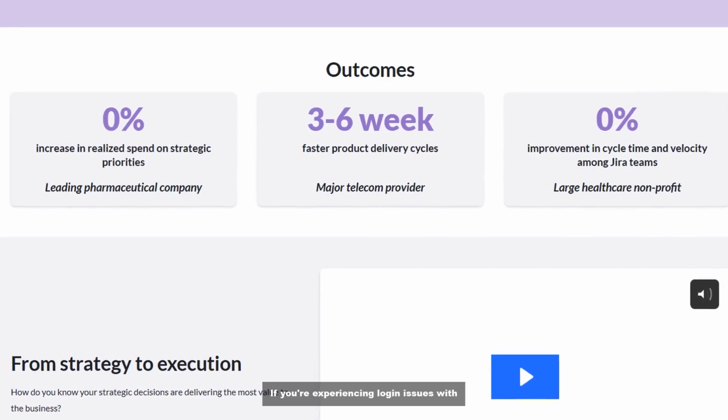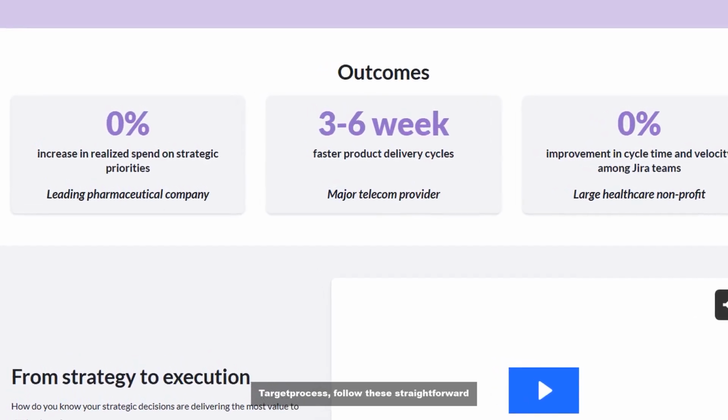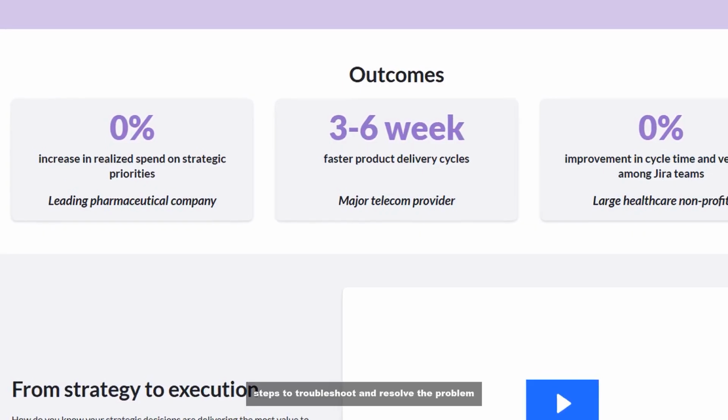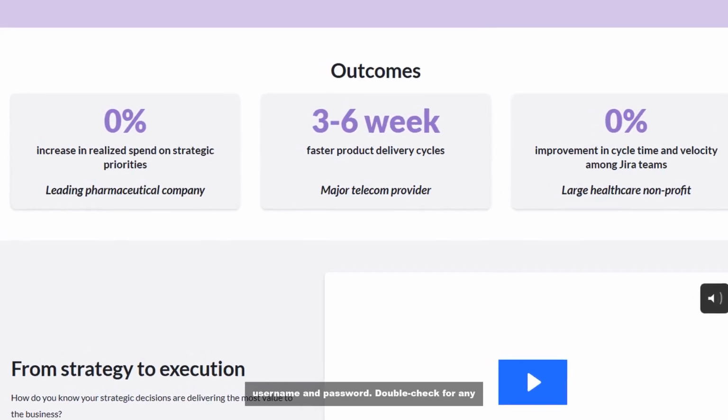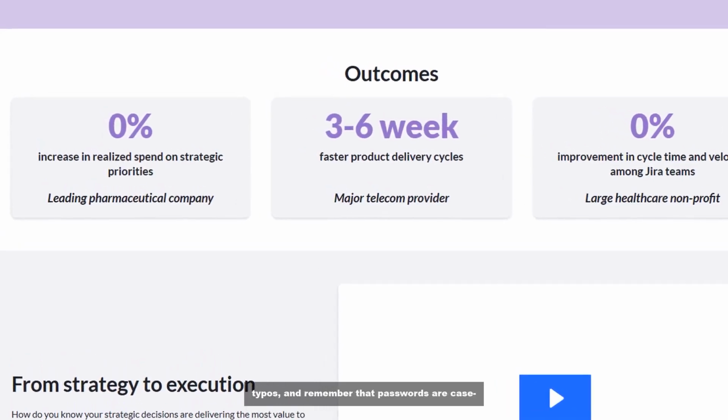If you're experiencing login issues with Targetprocess, follow these straightforward steps to troubleshoot and resolve the problem quickly. Step 1. Check your credentials. Ensure that you are entering the correct username and password. Double check for any typos and remember that passwords are case sensitive.